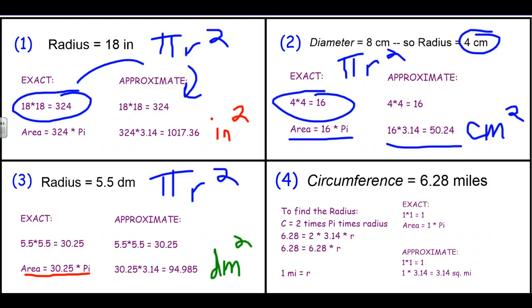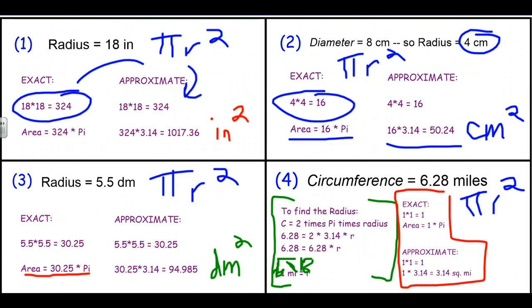And for number 4, for our circumference, we have this process that we went through before that I've recreated here. Dividing both sides at the end by 6.28 to solve the equation. And getting 1 for the radius. The exact area then is pi r squared, 1 times 1, or 1, so the area is just pi. And for the approximate area, 1 times 3.14 is just 3.14 square miles. So the exact for number 4 is pi, or 1 pi, and the approximate is 3.14 square miles.